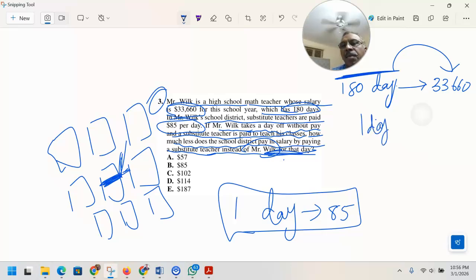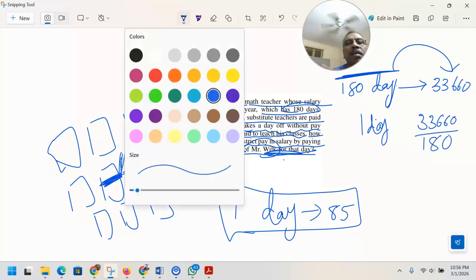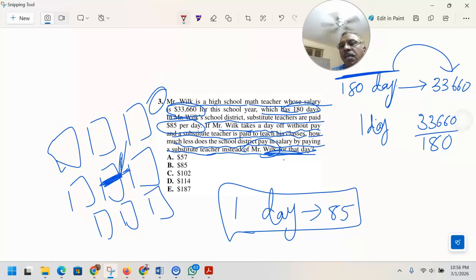All you do, you'll have to do 33660, and you'll have to divide by 180. Now dividing it, the top and the bottom by, there's a 0. So divide 10 both up and down. This whole thing will be 3366 divided by 18. So you can still reduce it by dividing by 2 to make it easier.